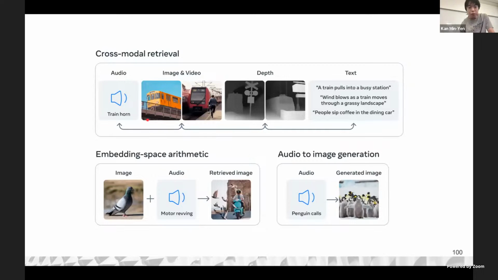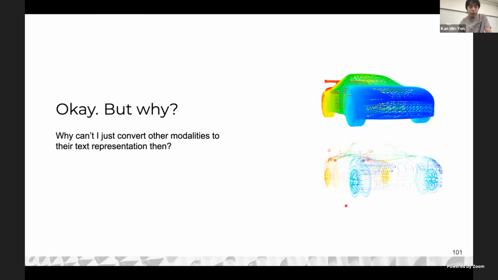For cross-modal retrieval, you have your audio, your image, your depth, and your text, so you can do embedding space arithmetic. You take your input image and your input audio, and then you retrieve whatever is close in the embedding space. And of course, you can also do unimodal retrieval, like audio, and then you can get a generated image.